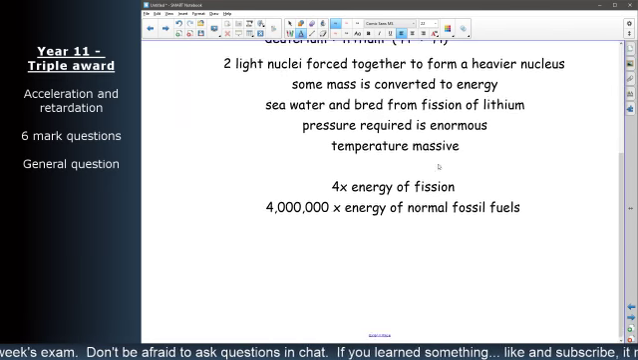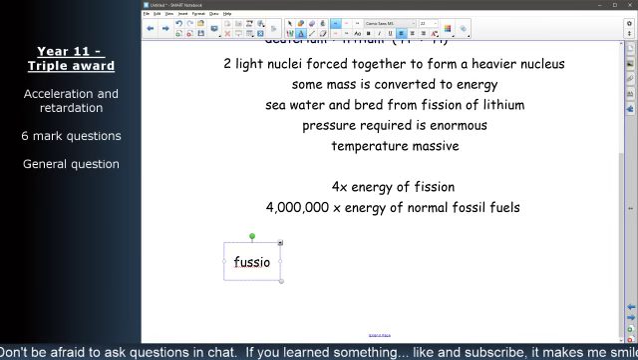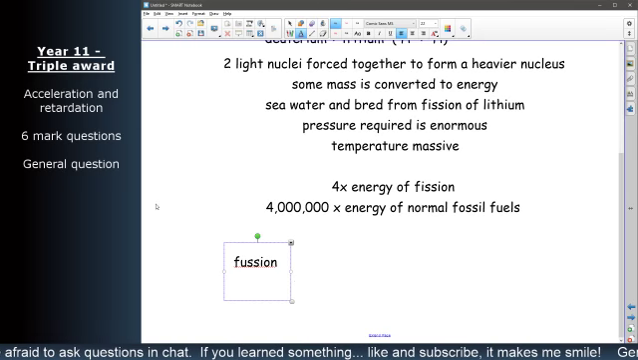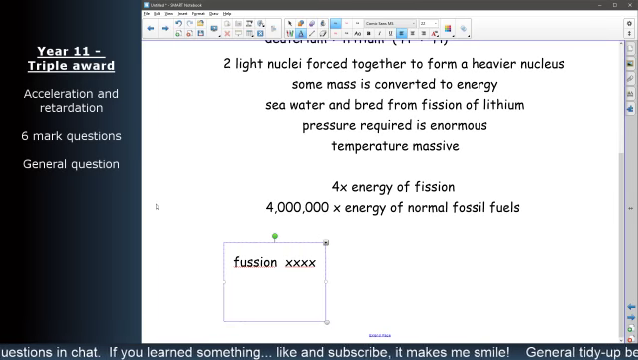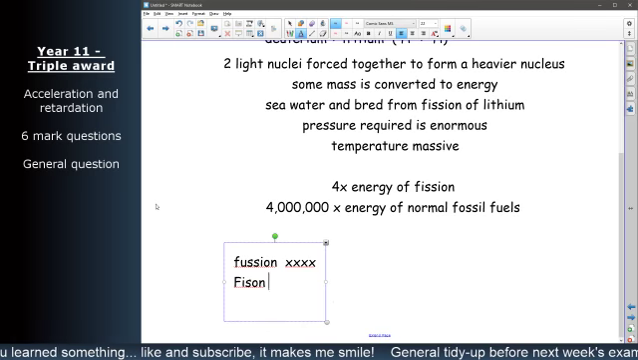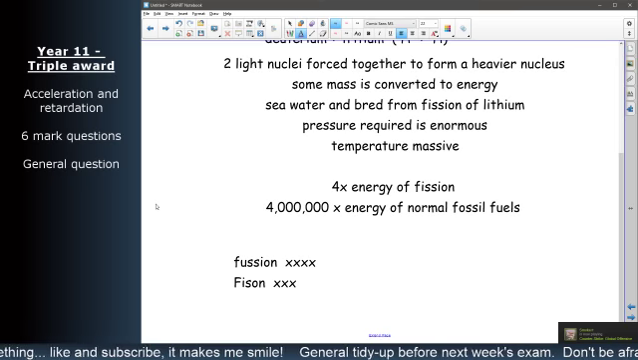So no 'fusions'. People, not sure what this is, write that in the hope that they're going to get something. That's immediately wrong. Fission as well has to be spelled correctly for you to get the marks.